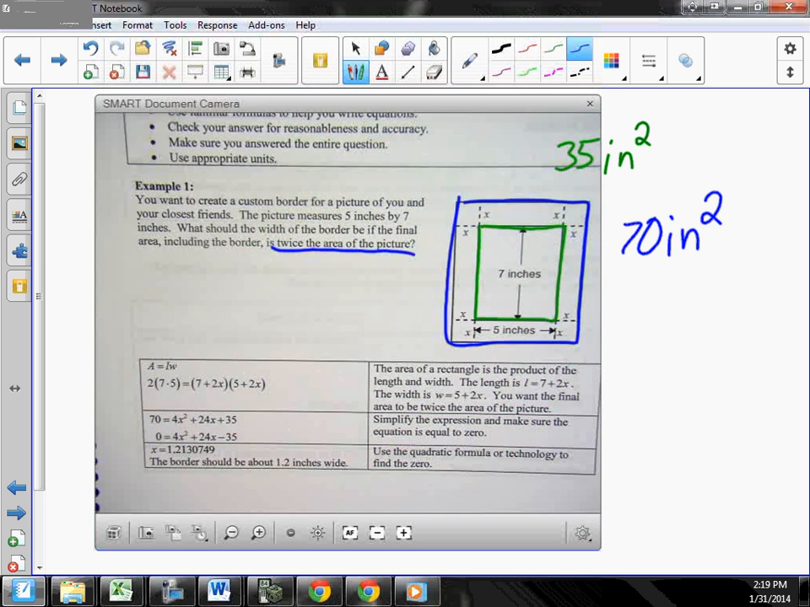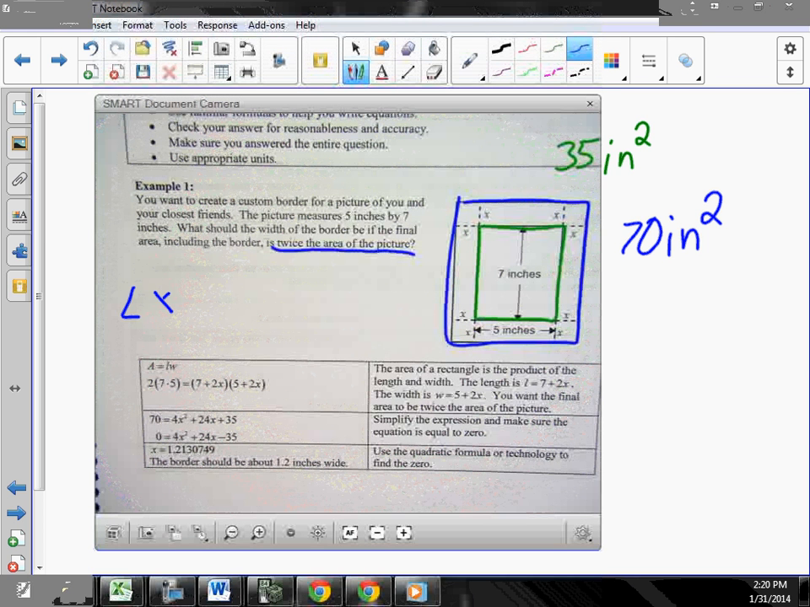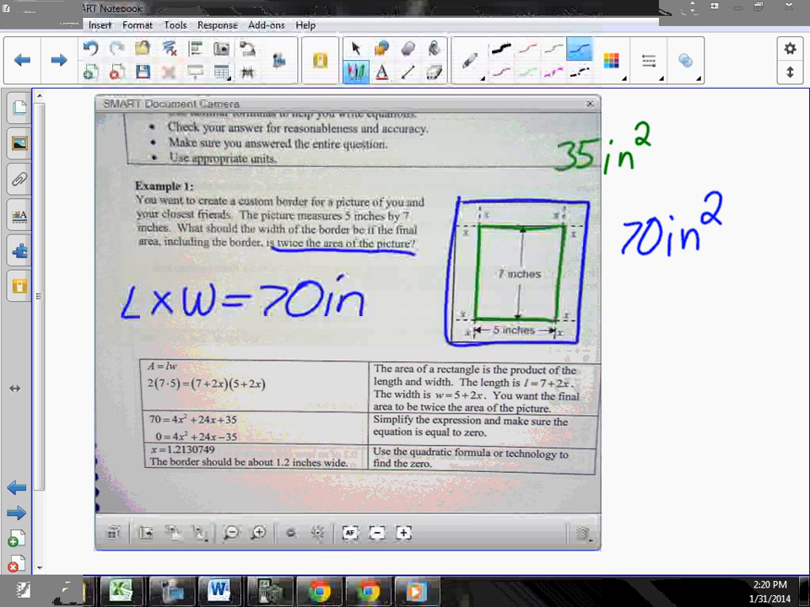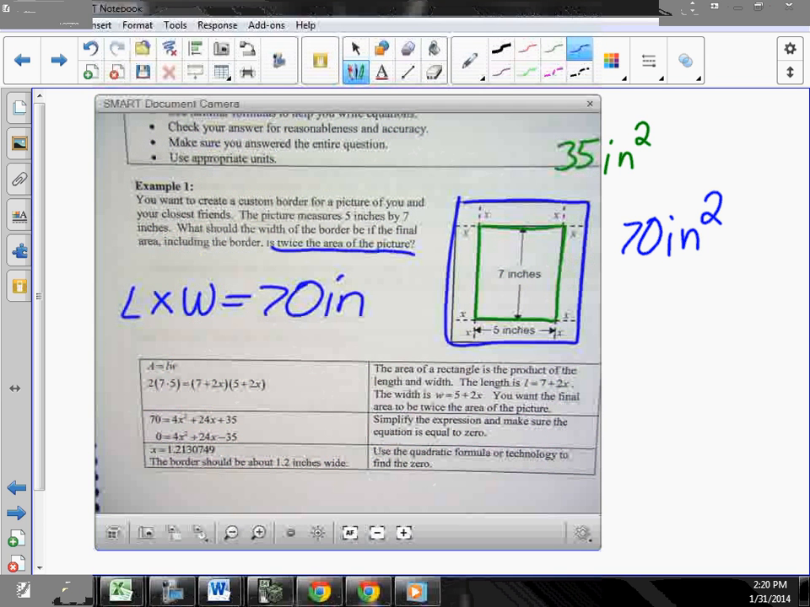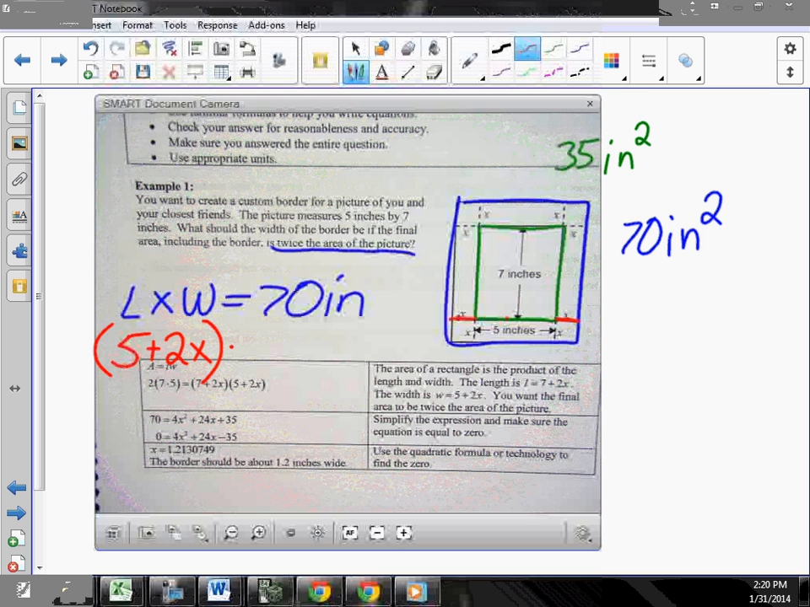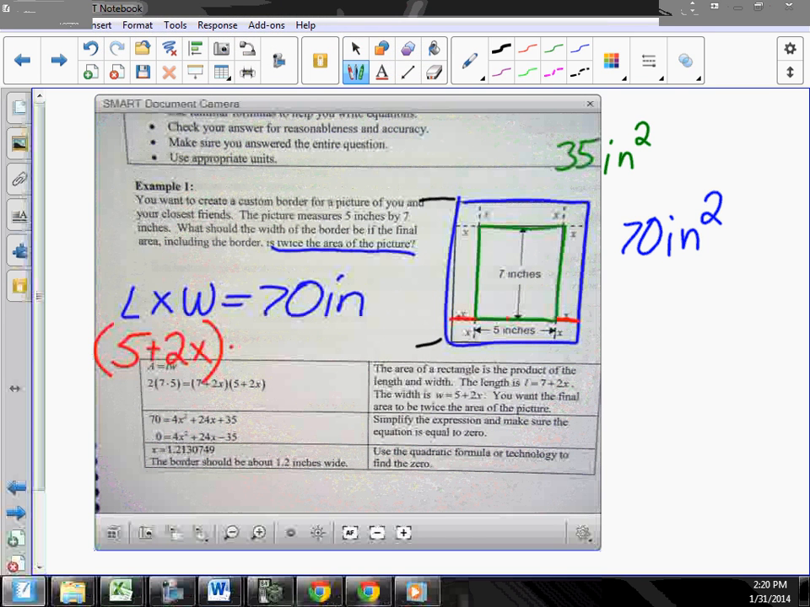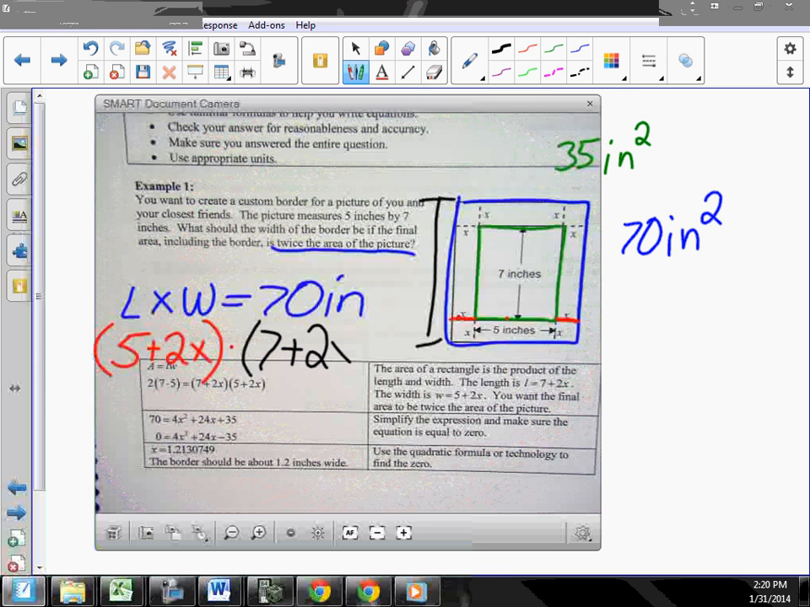So this 70 inches, some length times some width equals 70 inches. How wide is the frame? Five plus x plus x. So we have some unknown x value here and here. So it's x plus 5 plus x, which is 5 plus 2x. Going to times that by the height. How tall is this picture? 7 plus 2x. Good. (5 plus 2x)(7 plus 2x) equals 70. Now what?